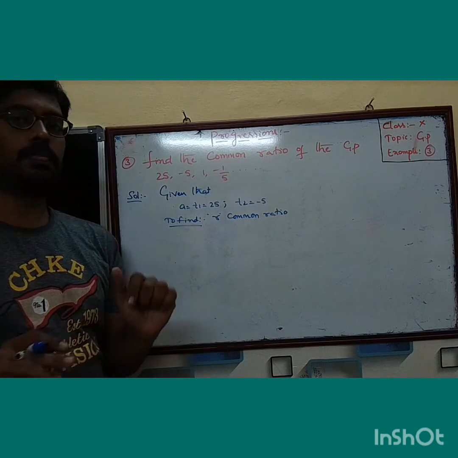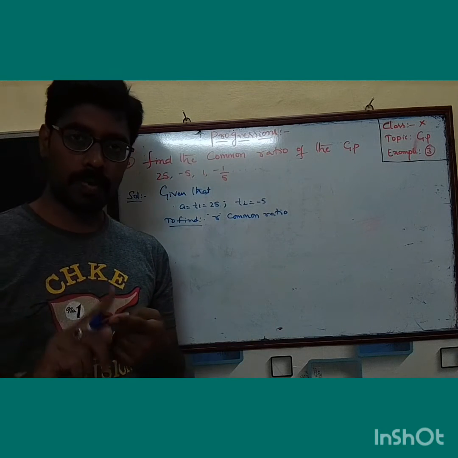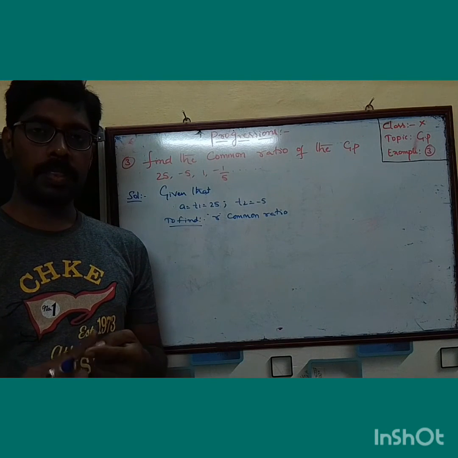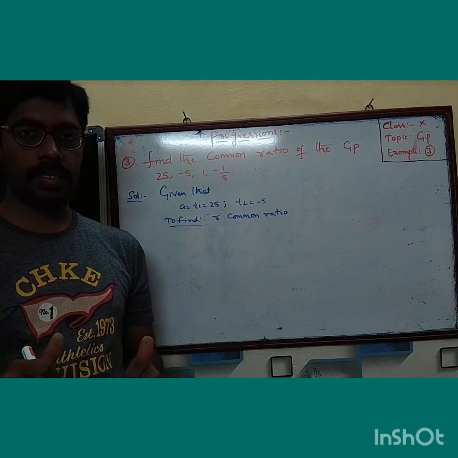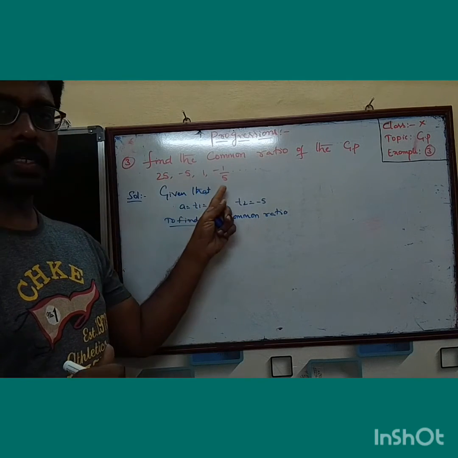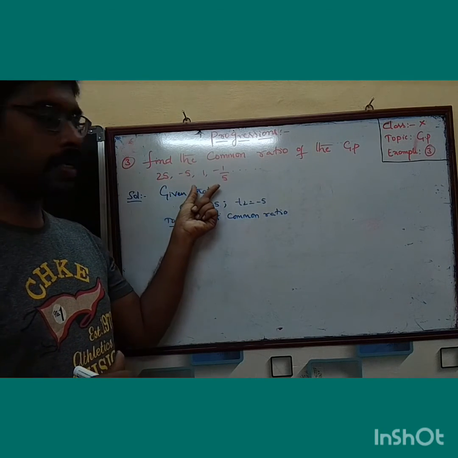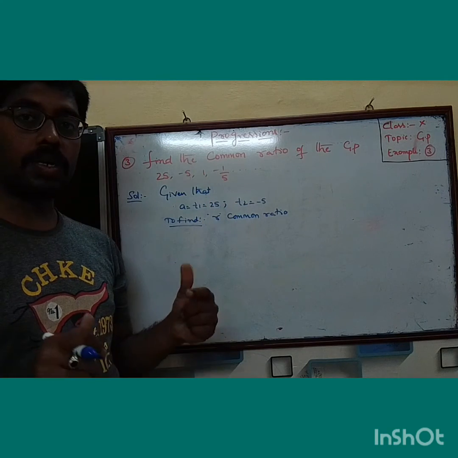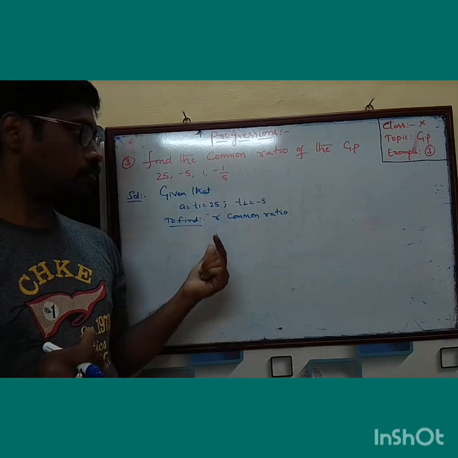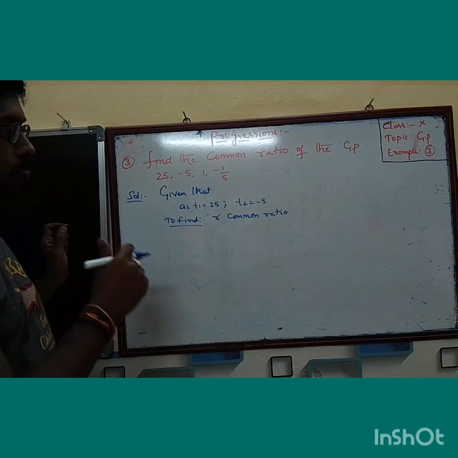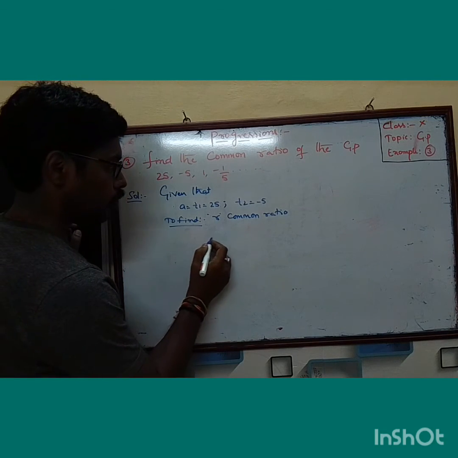Guys, I said in the previous example also, if we know first term and common ratio, then we can find any term in the given series. But in this question, they gave already series. We know first term, we know second term, third term, fourth term, but we don't know what is the difference between them. So, we need to find the common ratio between them. So, what is the formula to find the common ratio?